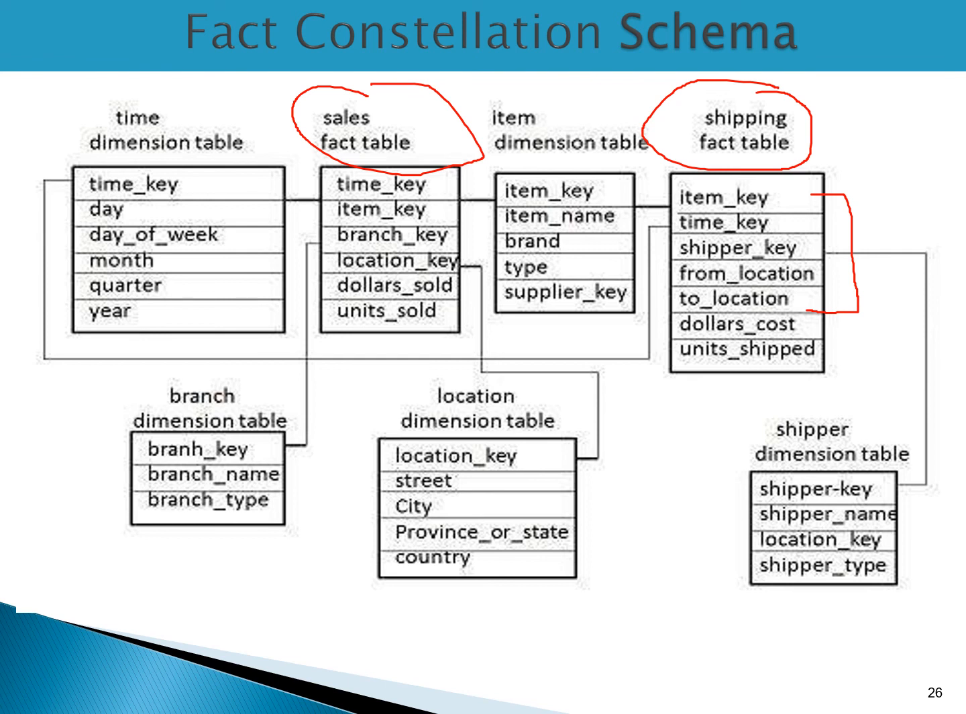Like it is attached with item table, time table, location, shipper. So it is attached with multiple dimension tables. So basically, fact tables share dimension tables in this fact constellation schema.